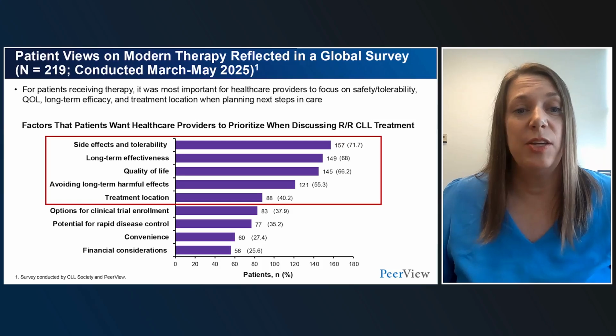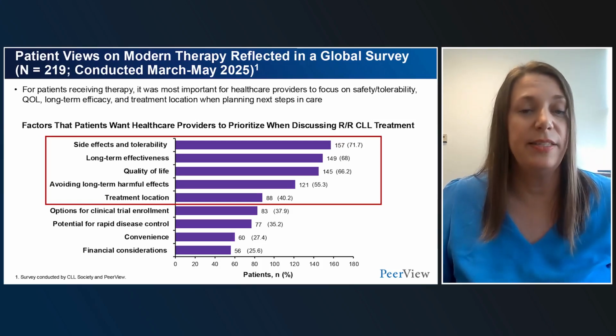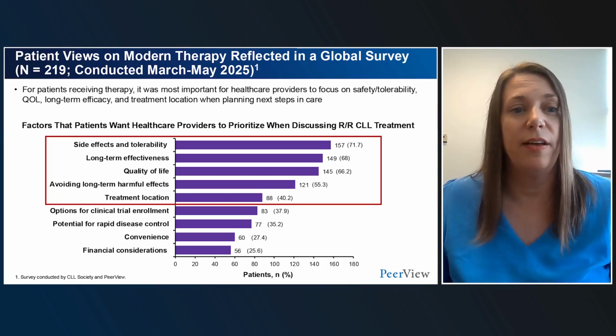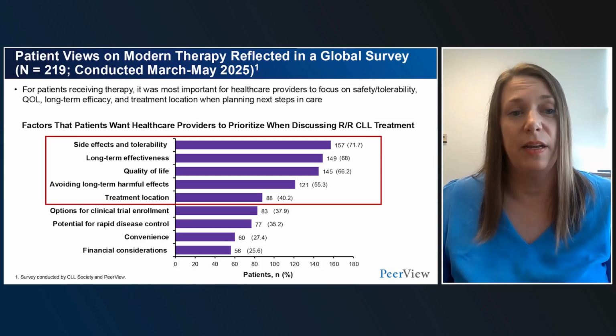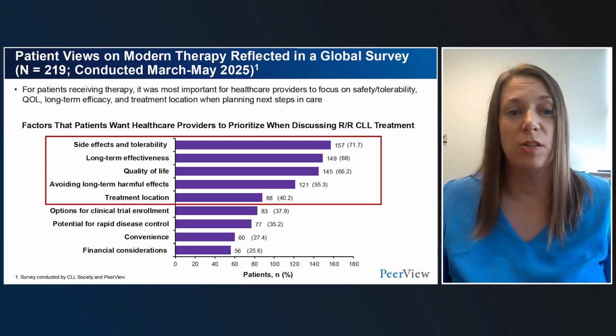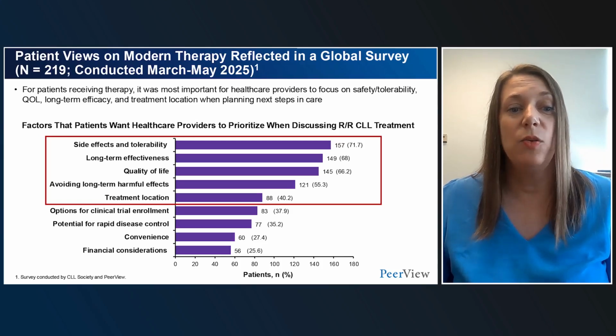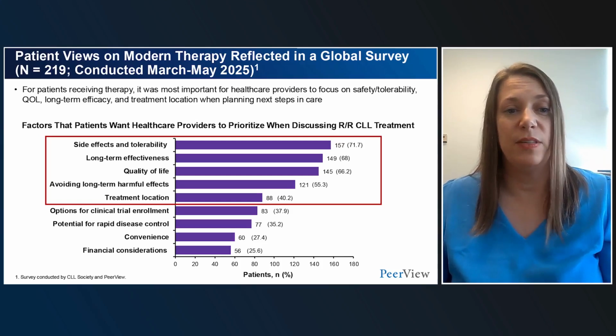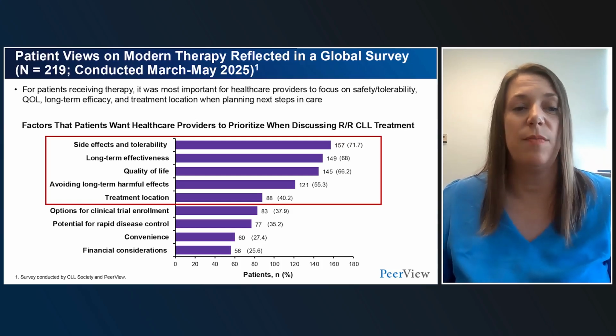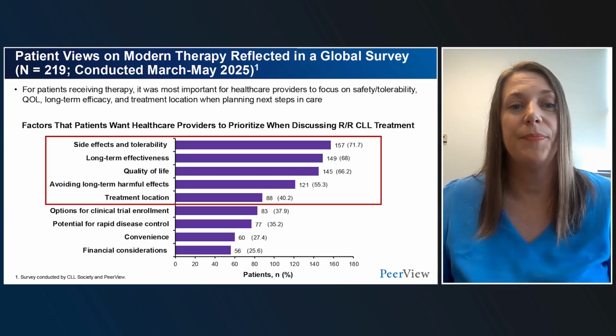As well, they asked patients what they wanted their healthcare providers to prioritize when discussing their relapsed refractory CLL therapy. And you can see here there was a variety of responses. Some of the ones that were most commonly noted were discussing side effects and tolerability, discussing long-term effectiveness, quality of life, long-term harmful effects, and where their treatment was going to happen, whether it was something that they were just going to take at home versus something they had to come into the clinic for.